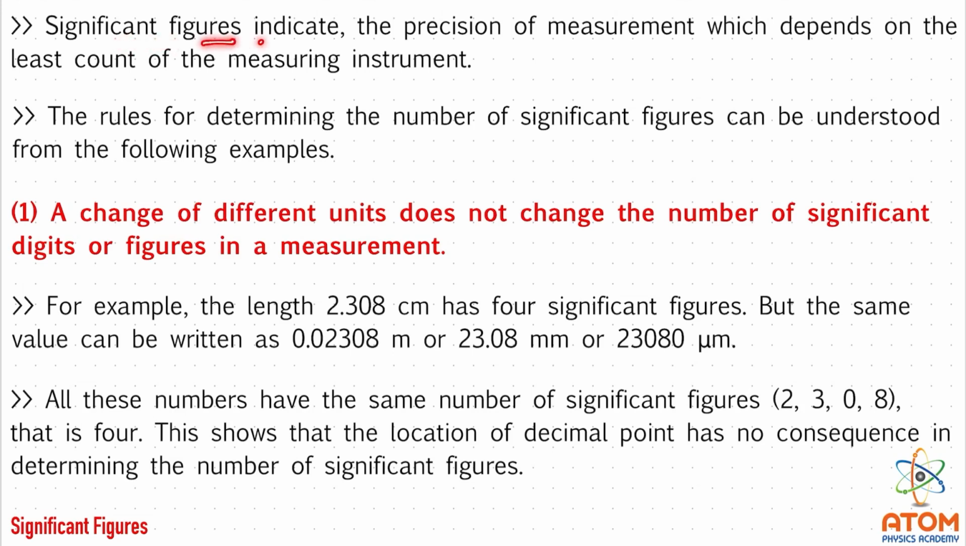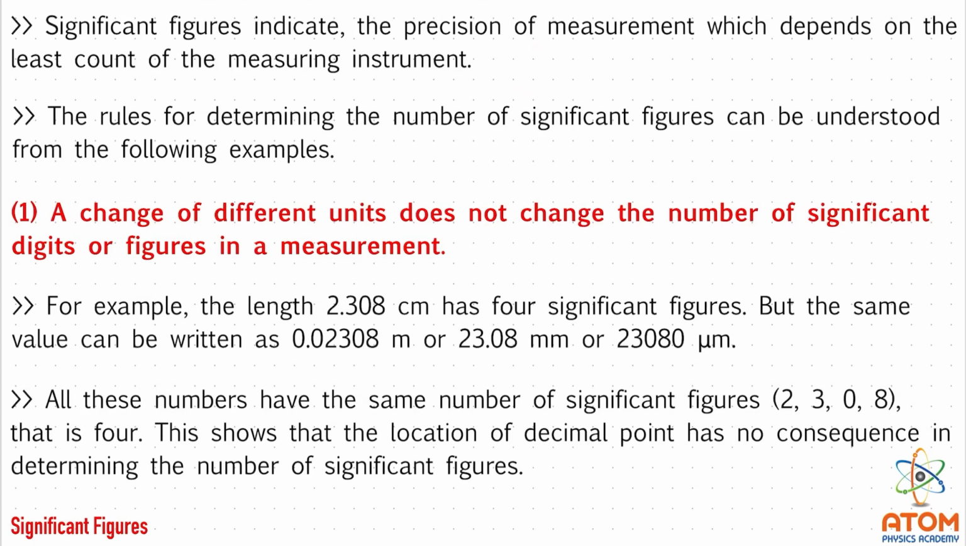Significant figures indicate the precision of measurement which depends on the least count of the measuring instrument. This is very important. How many significant figures or how many significant digits there are all depends on the precision of measurement. The more the significant figures, the more the precision is. So, let me give you an example.